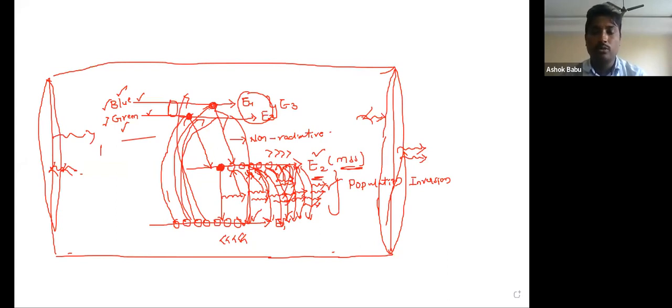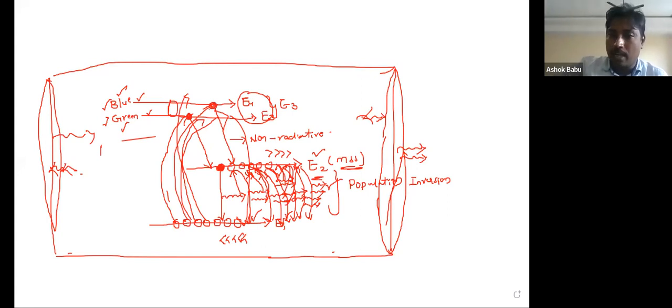So there are only three energy levels: the ground state, the first excited state, and the second excited state. The second excited state has two energy levels, E3 and E4, but in the diagram we treat them as only one energy level because they are close to each other. From the flash lamp, only green and blue light is absorbed by the chromium particles and excited to the higher energy states E3 and E4.